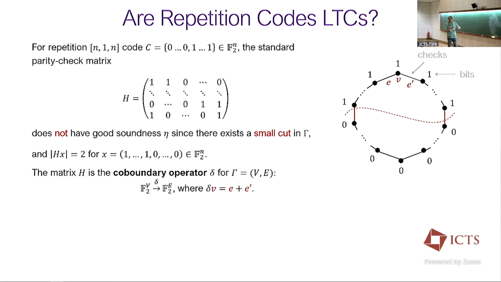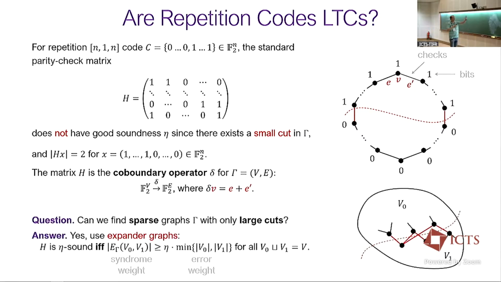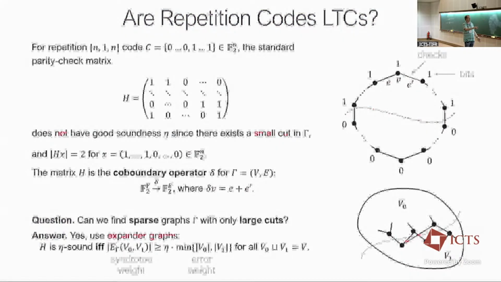Okay, but we can fix this. Of course, this parity check matrix just corresponds to what is called the coboundary operator for this graph. Each vertex goes to the sum of two edges. And the natural question we can ask then is whether we can fix this with graphs which are sparse. And in fact, we can do this just by using expander graphs.